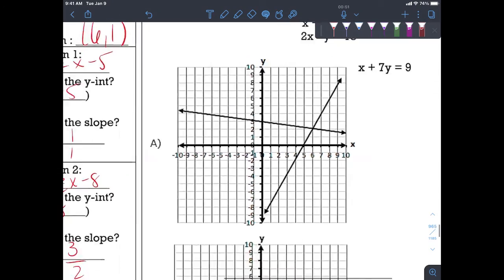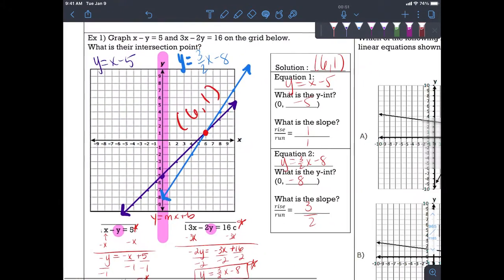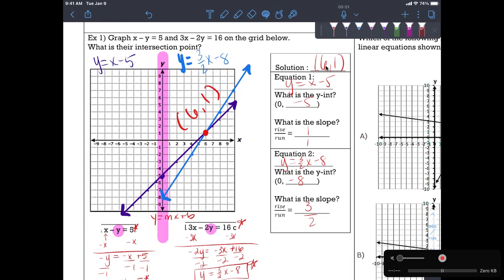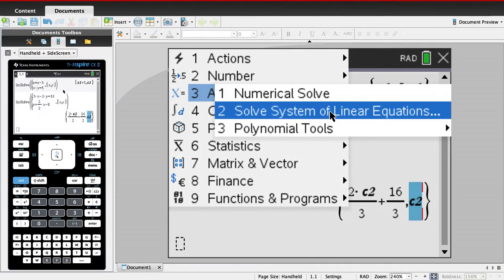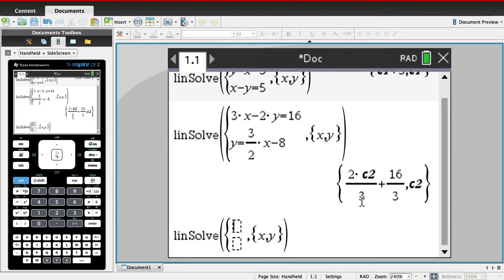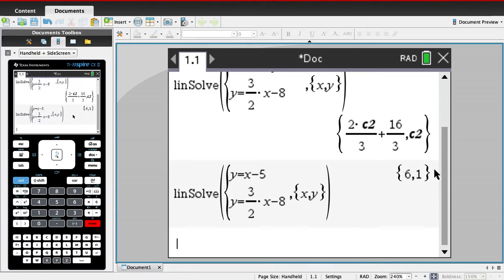Oh, actually, we totally forgot to make sure that we got the correct answer here. So let's head back over to my calculator. I'm going to run another one of those LinSolves, and type in the two separate equations: y equals x minus 5 and y equals 3 halves x minus 8. This is going to tell me where they intersect, if they do intersect. And look at that, exactly what we calculated utilizing the graph.